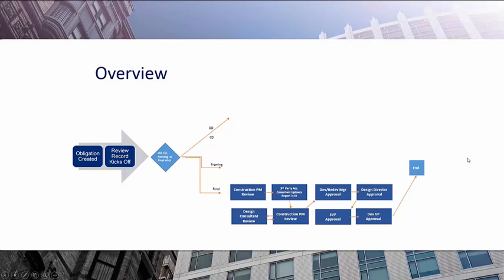And then lastly, if it's the final walk, it kicks off to the construction PM, goes to the third party. They send it to the construction PM, again, back to the design consultant for review before it goes to the manager for approval, design director for approval, SVP, and then Dev VP before going to end. So this one has a little bit different path.